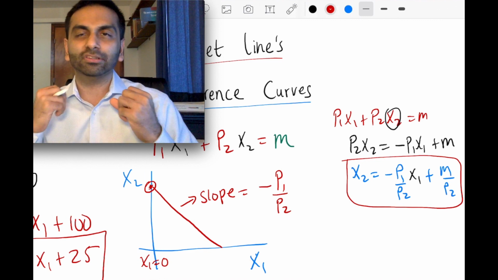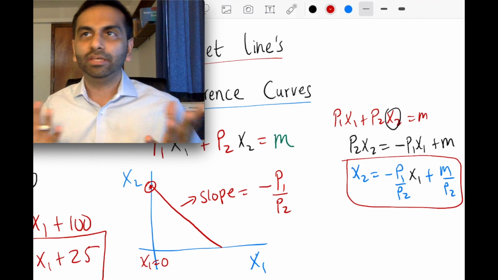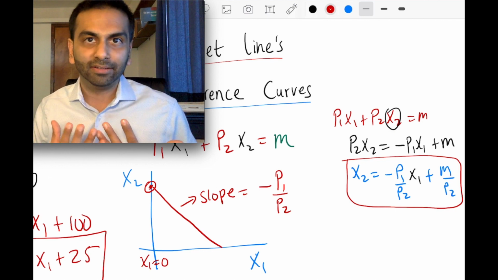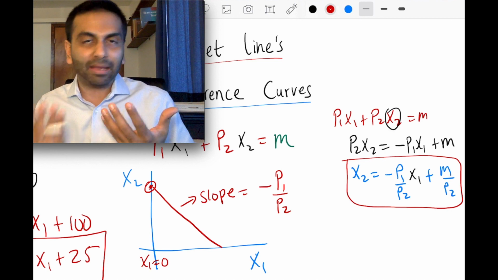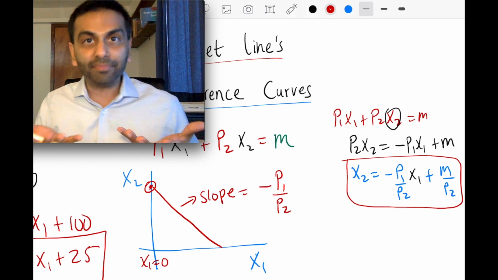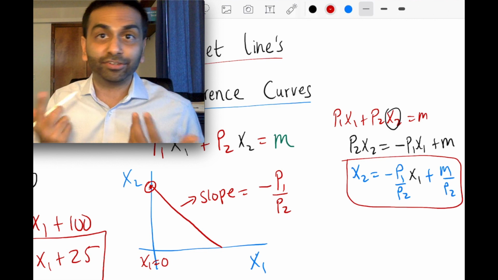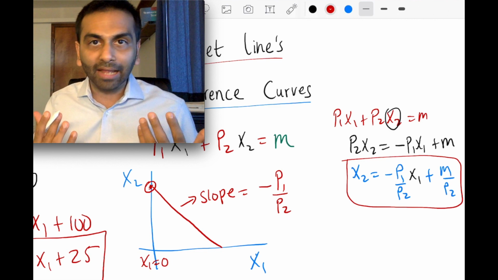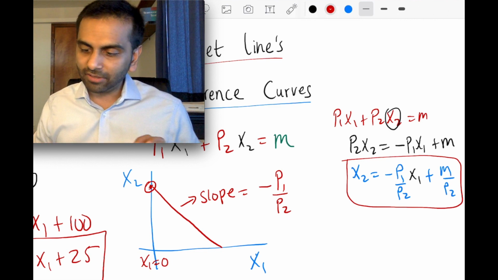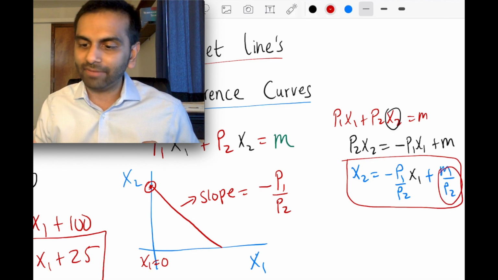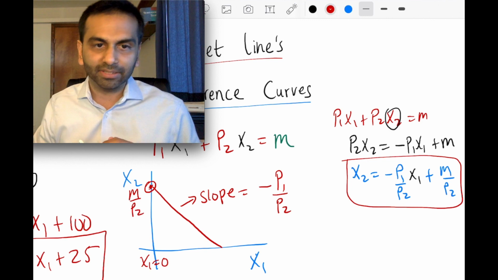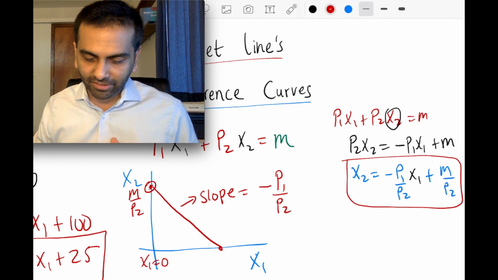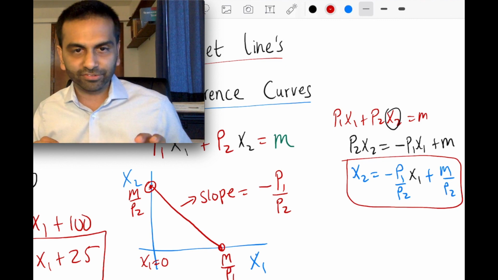Well, let's think about it. Just logically, without even doing any math, if I have $100 to spend, and the second good costs P2, then $100 divided by P2 is the amount of it that I'll be able to afford, right? If bananas are $2 a piece, and I have $100, I'll be able to buy 50 bananas. So that's all that is. That's what m over P2, your money divided by the price of each unit, is: the y-intercept. And similarly, this x-intercept is going to be m over P1. That's if you spend all your money on the first good.